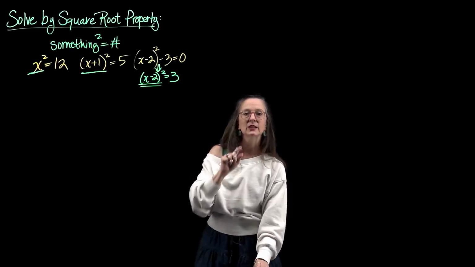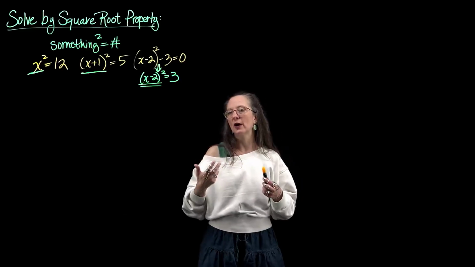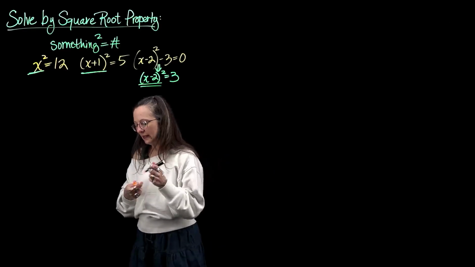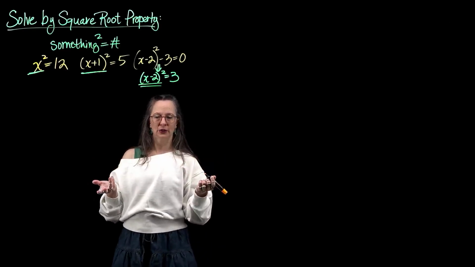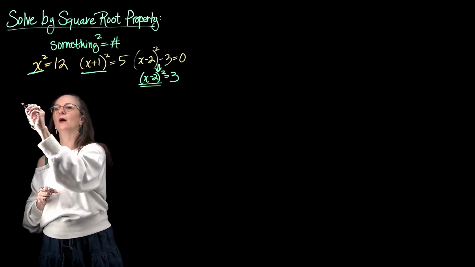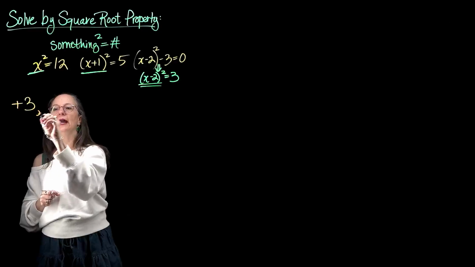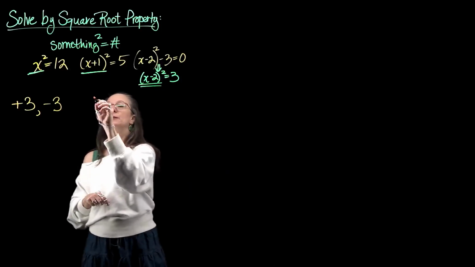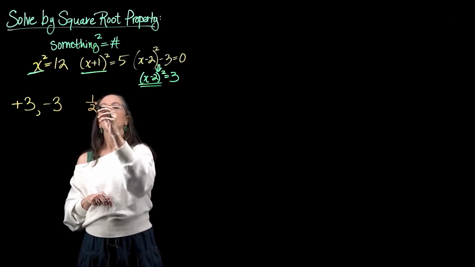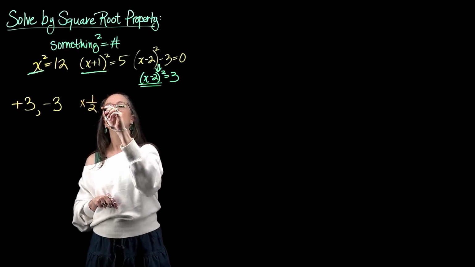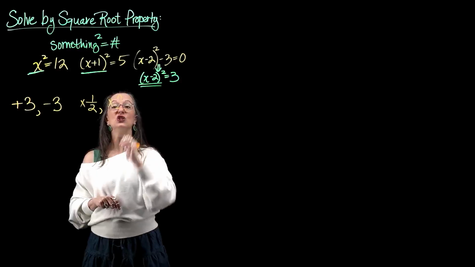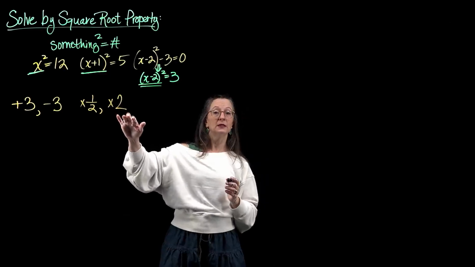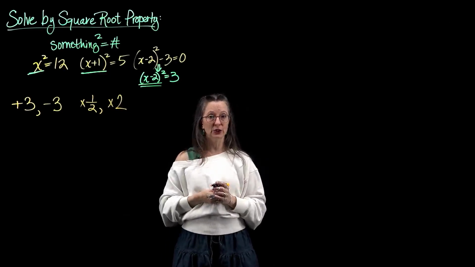All right, let me take a short detour, and let's just talk about inverses, or opposites. So when we think about opposite operations, we might think about adding 3 and subtracting 3. Those are opposites. Multiplying by 1/2, and multiplying by 2. Those are opposites. We use the opposite to undo an operation.